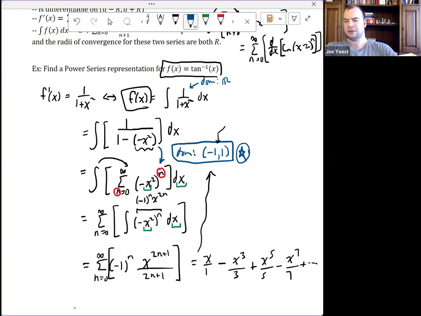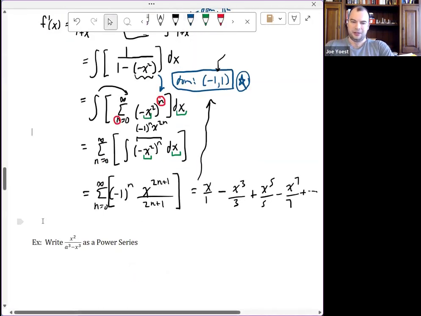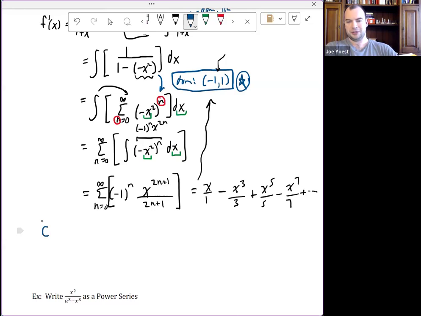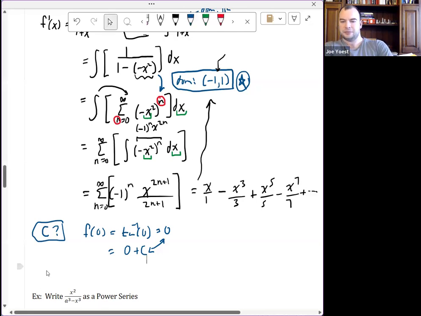One kind of minor note I want to throw in at the end is, what about c? What about our arbitrary constant? Well, f of 0 is arctan of 0, which is 0. And if that's 0 plus c, we see that our arbitrary constant is 0. So I glossed over that point a little bit to just make the steps a little more clear as we're going along.